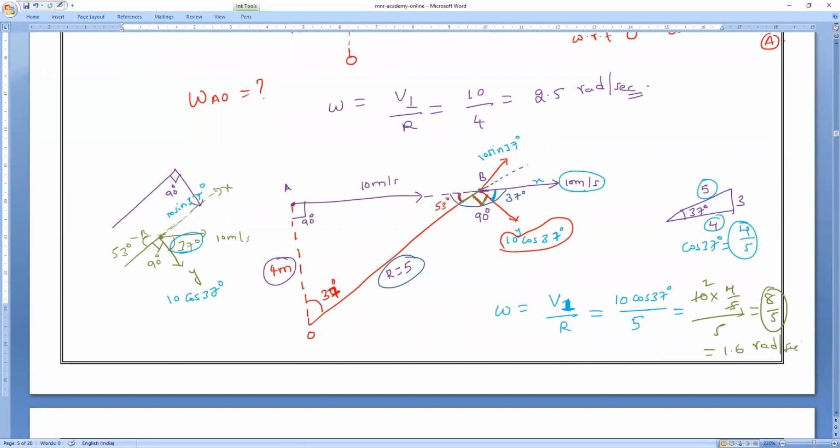1.6 radian. Understood? Everybody? So with respect to A, you check it. A point is directly perpendicular to the O, but O point and V point are not perpendicular to each other. That you should understand. Everybody clear? So then we have to join that, we have to form the triangle.